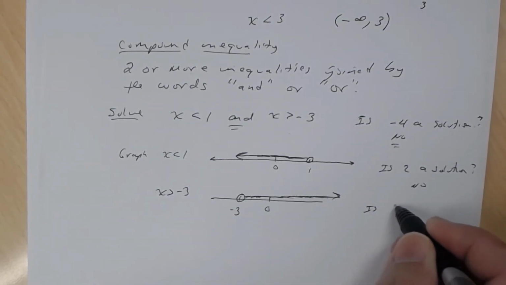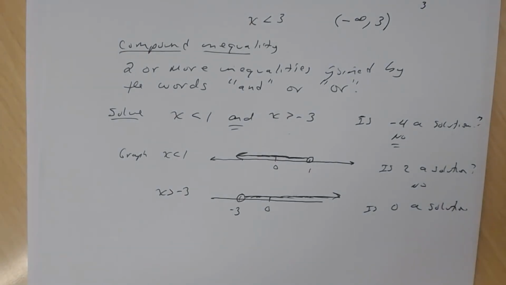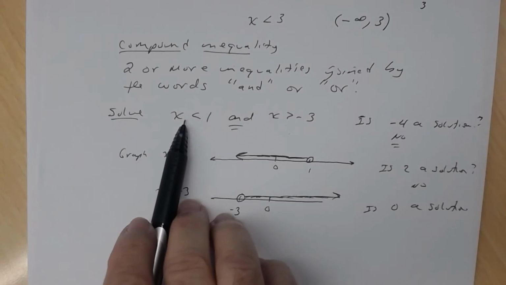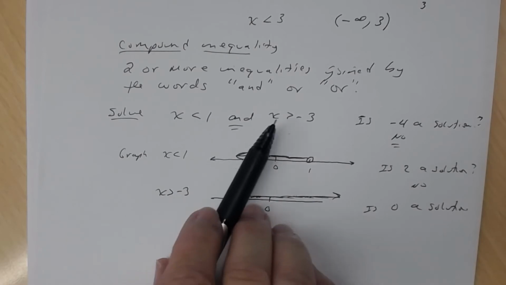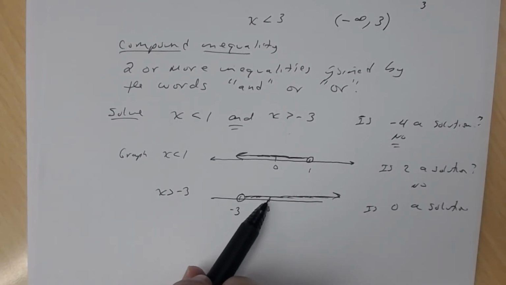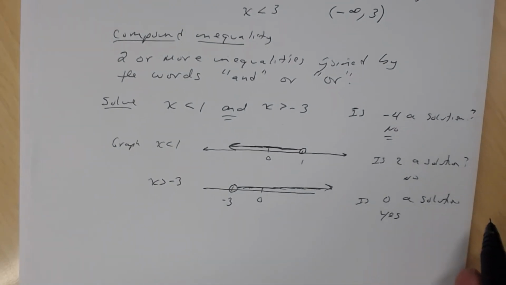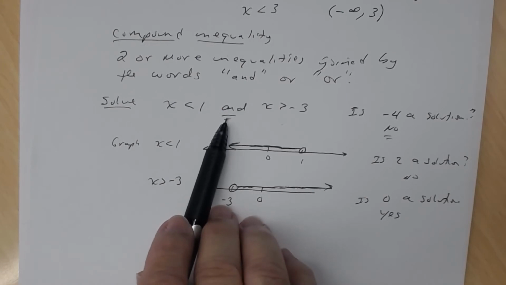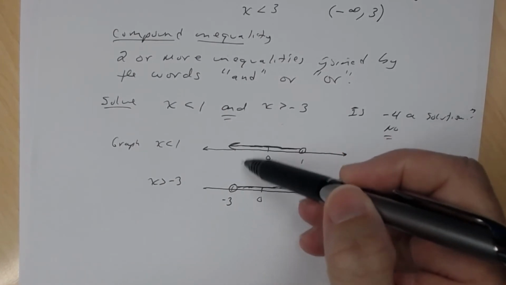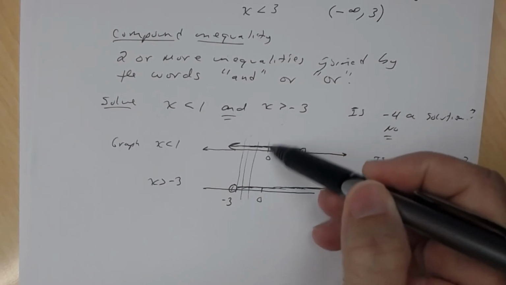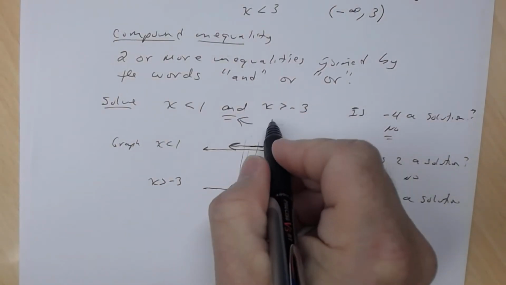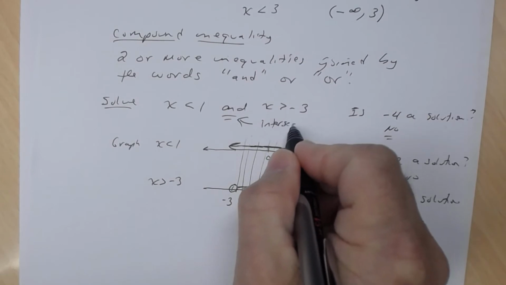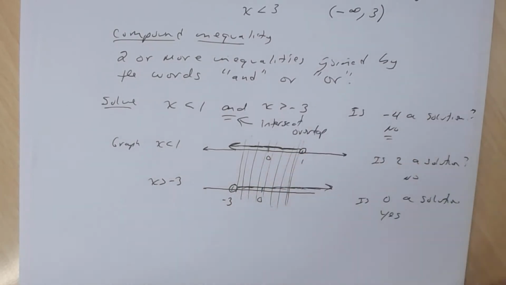And then suppose I asked you, is 0 a solution? Yeah, 0 is less than 1. Here's where 0 is shaded right here. And 0 is greater than negative 3. So 0 is shaded on both of those. So this is yes. I want you to notice this: when you see the word and, you're looking for where those two graphs intersect, where they overlap. So when you see the word and, think of the word intersect or overlap.